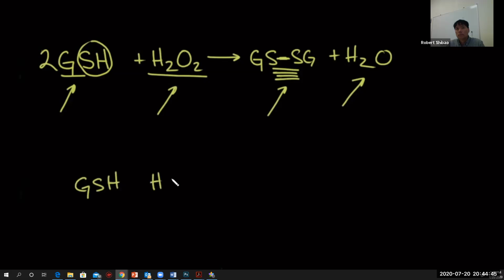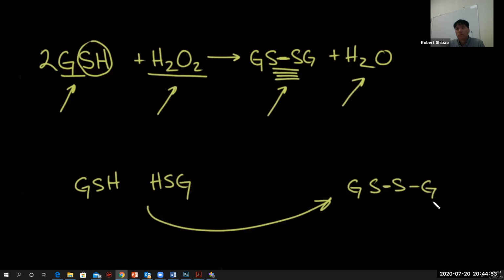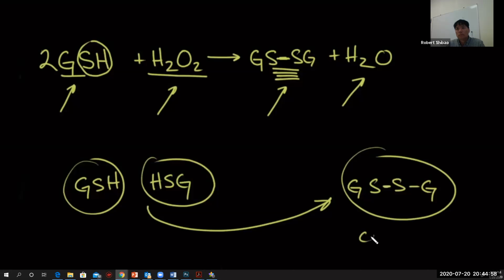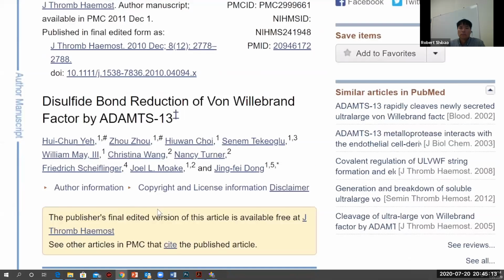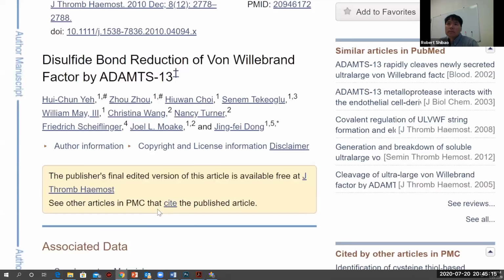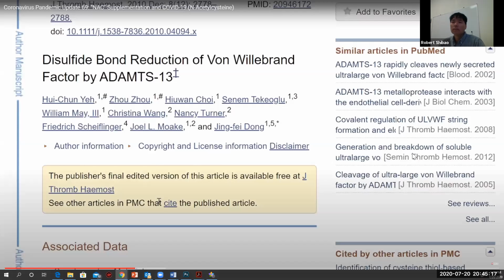GSH, and what you're doing is you're going to a GSS. Two independent molecules now get connected. And I'm going to plant a little seed in your head with this article, which says disulfide bond reduction of von Willebrand factor by ADAMTS13. That's right, von Willebrand factor actually comes together and polymerizes with help, in part, with disulfide bonds.